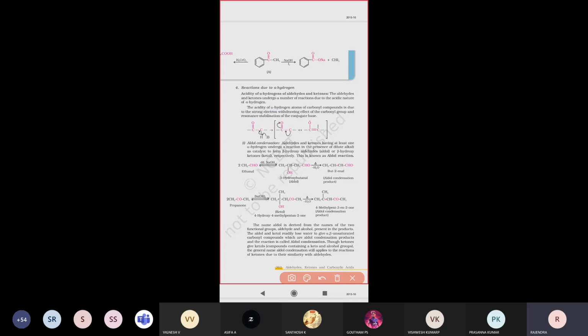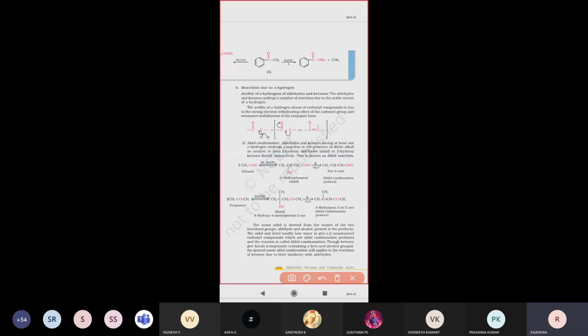Simply remember this. Now we are going to study aldol condensation. So what is aldol condensation? Let us see. Aldehydes and ketones having at least one alpha hydrogen undergo a reaction in the presence of dilute alkali as catalyst to form beta hydroxy aldehyde or beta hydroxy ketone.